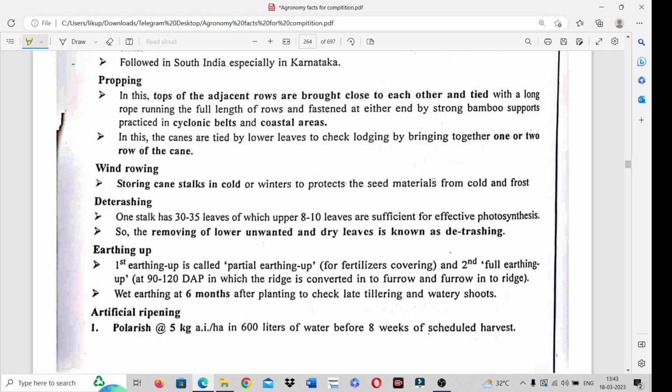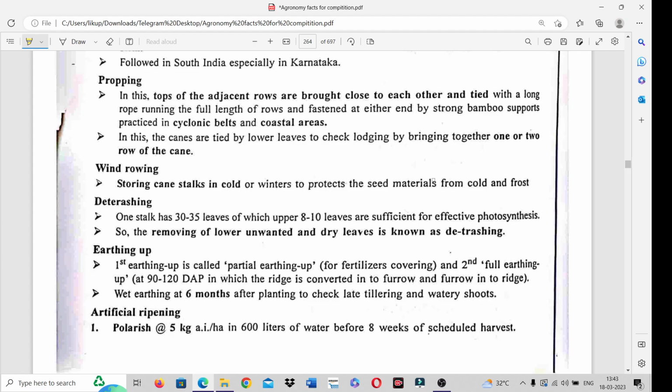In this, the canes are tied by lower leaves to check lodging by bringing together one or two rows of the cane. Windrowing: storing cane stalks in cold winters to protect the seed materials from cold and frost. That is windrowing.